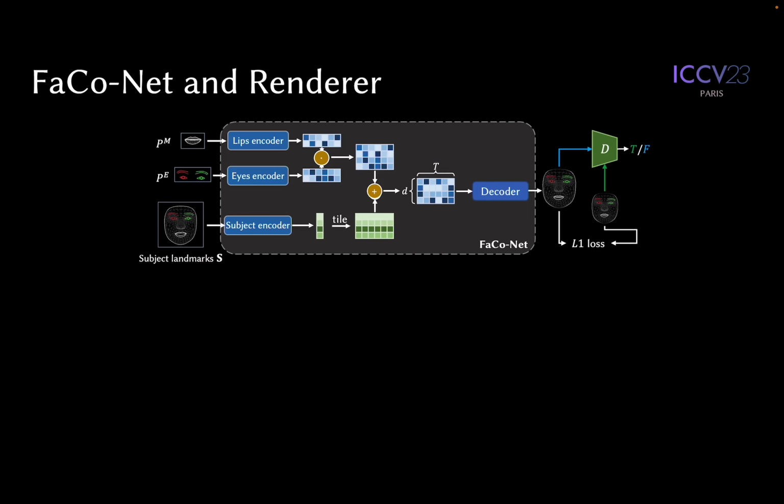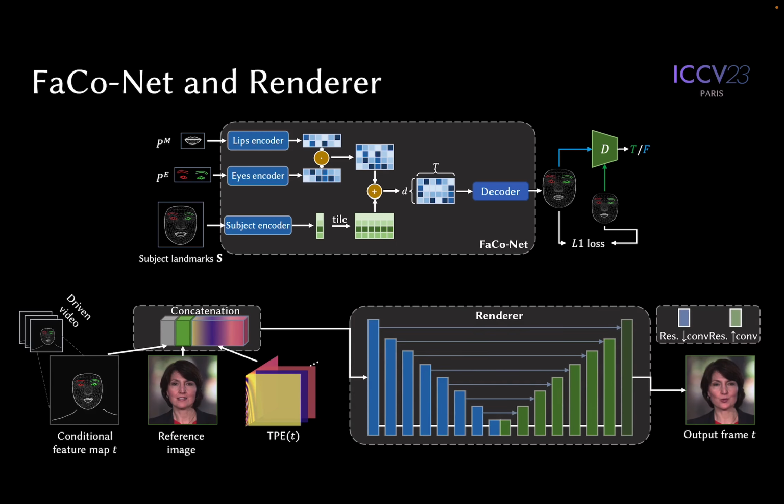Later, we combine the mouth points, eye-related points, and the subject's facial template to obtain the facial vertices. Finally, we translate the intermediate representations to video frames using a renderer. To ensure frame-wise consistency and visual quality, we incorporate temporal position embedding.